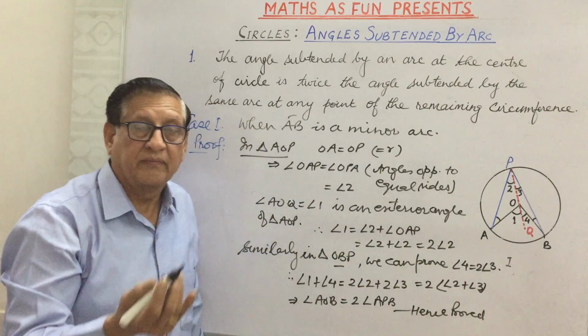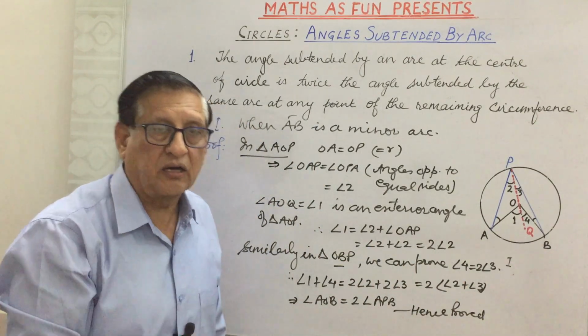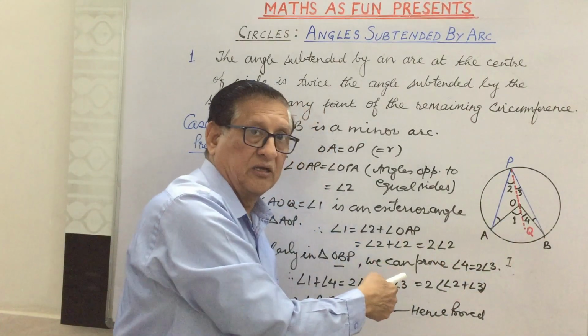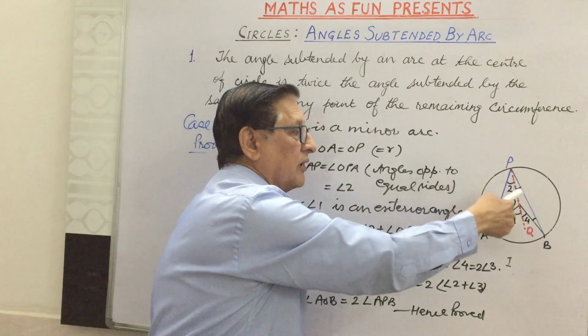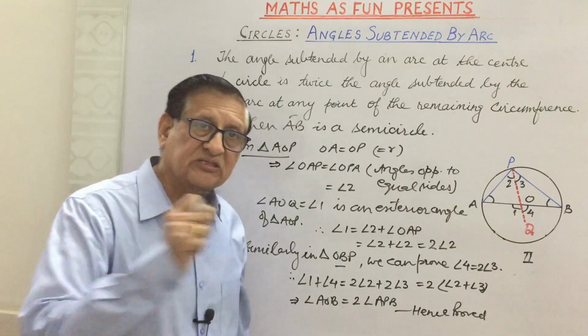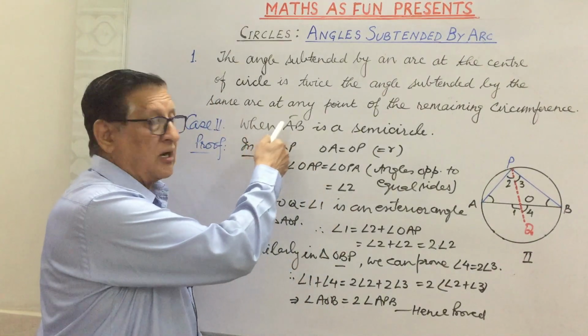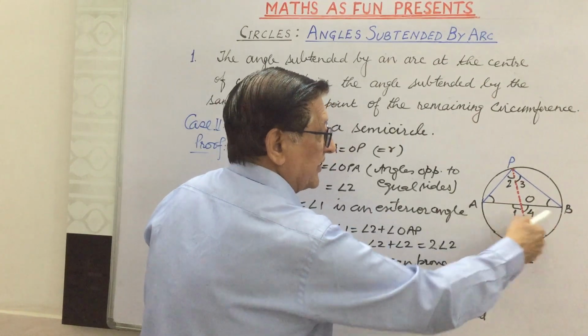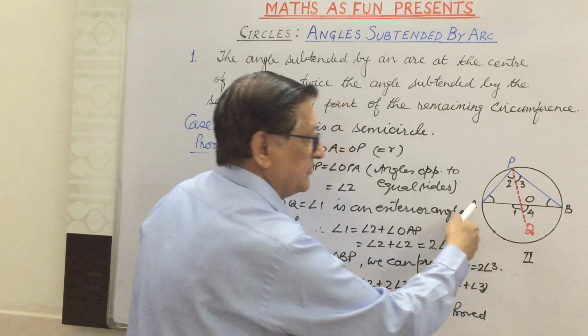So in a minor arc, we find the angle subtended at the center is twice the angle at any point of the remaining circumference. In the second case, we find that arc AB is a semicircle. So AB is a diameter and this arc AB is a semicircle.